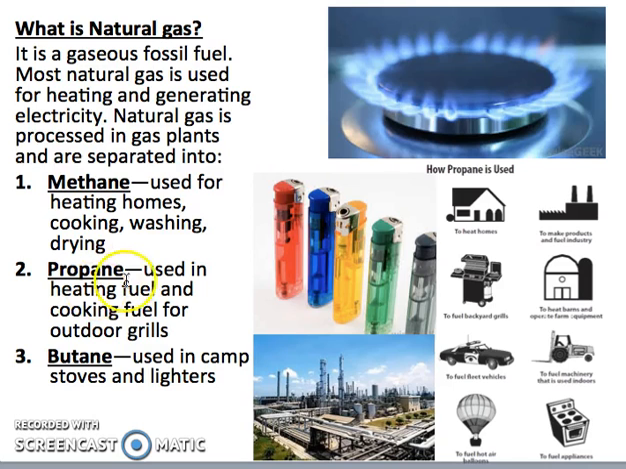Propane is used in heating fuel and cooking fuel for outdoor grills. Here's some other uses of propane right here. And then butane is found in camp stoves and lighters. You probably have seen this. This liquid in here is actually liquefied butane.